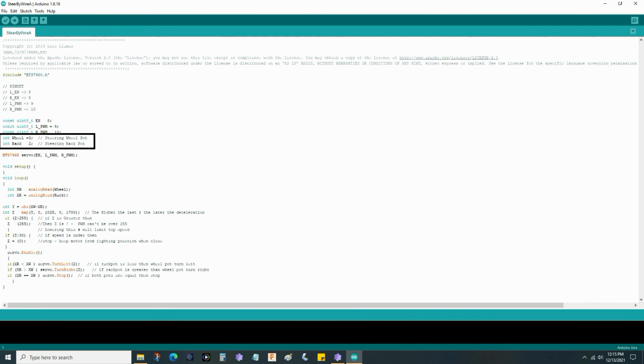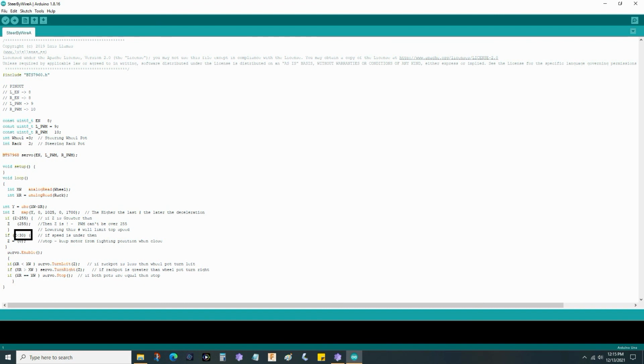These two lines are the pots. This number, the 1700, the higher this number is, the shorter the deceleration is before the motor stops. If this number was 255, it would start decelerating immediately. 255 is the maximum number for PWM. It's the fastest speed the motor will go. If you lower this number, the motor will go slower.